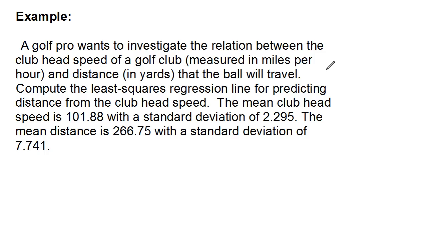And so when we're doing this, we need to first find b1, which is r times sy over sx, and b sub 0, which is the mean of our y minus the mean of our x times our b1. And so we've actually got to make sure that we calculate our slope first.